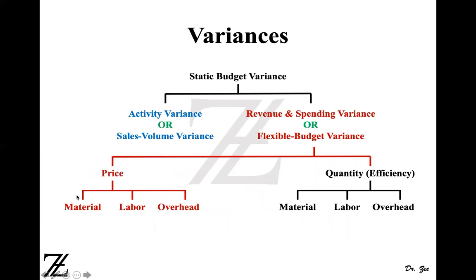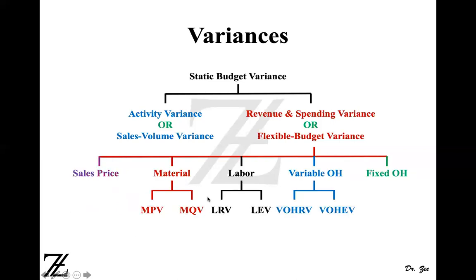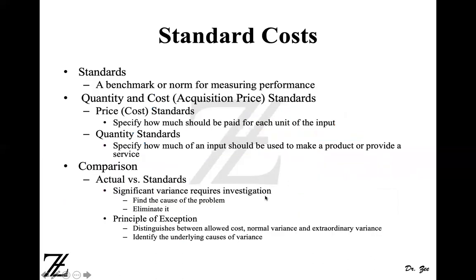As you have seen here, these are the three: material, labor, and overhead price variance, and material, labor, and overhead quantity variance. So that's what we are going to discuss today. But before we start discussing this, let's discuss standard costing.